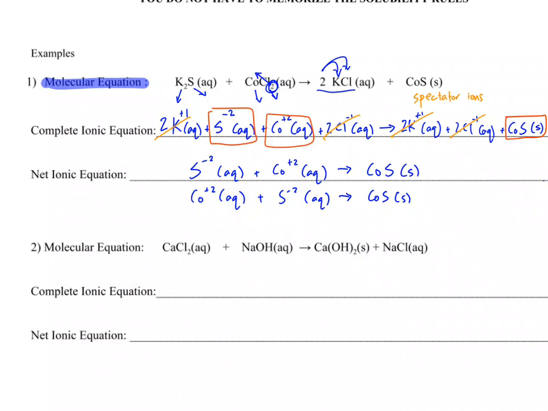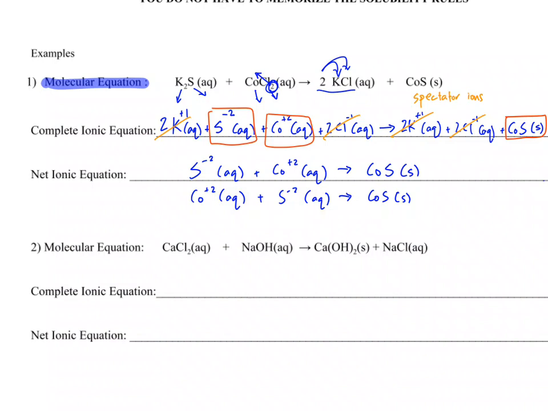So let's try another one. In 2, I've got calcium chloride react with sodium hydroxide to produce calcium hydroxide and sodium chloride. So notice calcium chloride is aqueous, sodium hydroxide is aqueous, calcium hydroxide is a solid, and sodium chloride is aqueous. So when I reacted 2 aqueous substances together, they formed a solid precipitate.